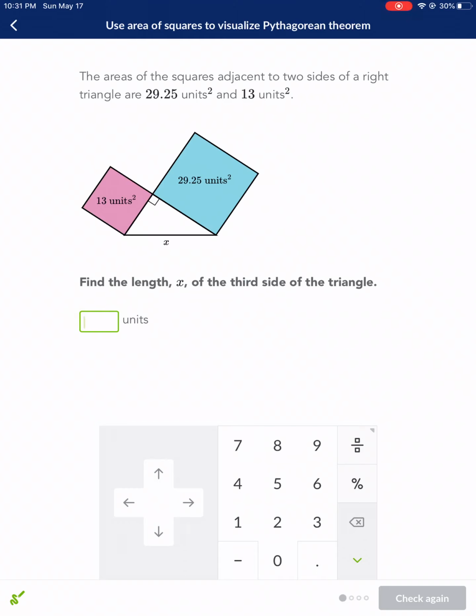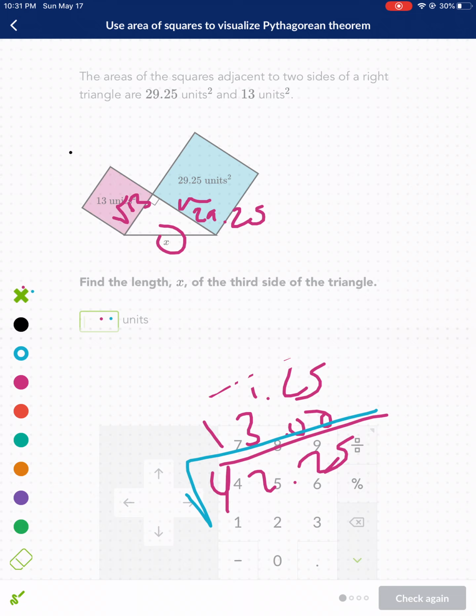This activity, using the area of squares to visualize the Pythagorean theorem, asks us to take our knowledge of the Pythagorean theorem to the next level and apply it to different situations, such as this one, where this area takes up 13 square units. So the side length of this area is the square root of 13. The side length of this one is the square root of 29.25, because it takes up 29.25 units.